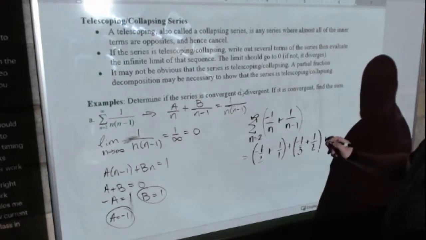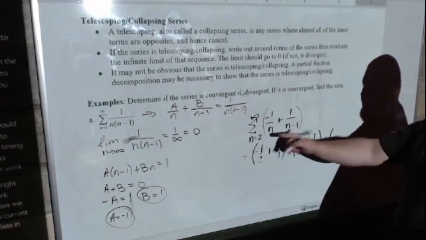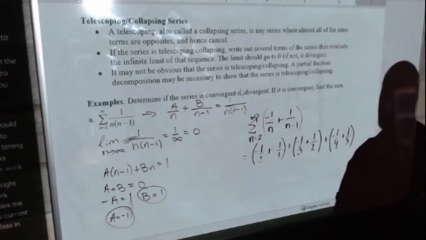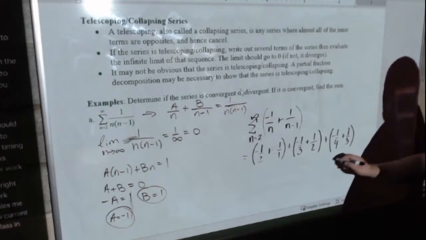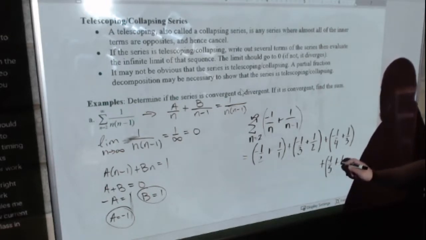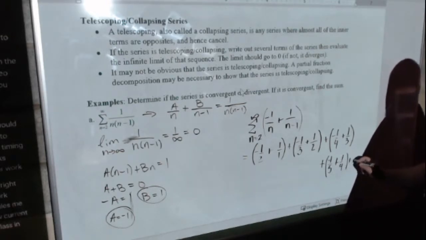Let's do at least one more. Plug in n equal 4. So minus 1/4 plus 1/3. And let's go one more. That would be negative 1/5 plus 1/4. And then just continue.